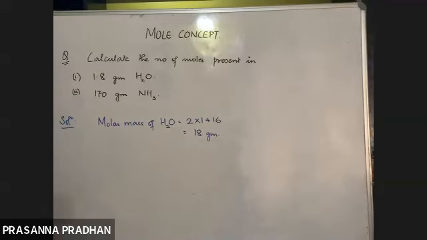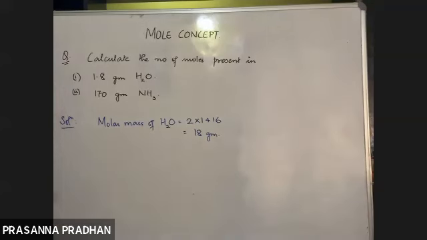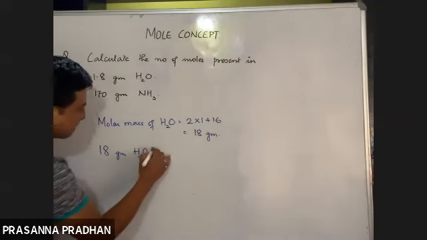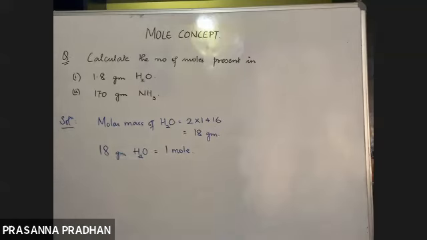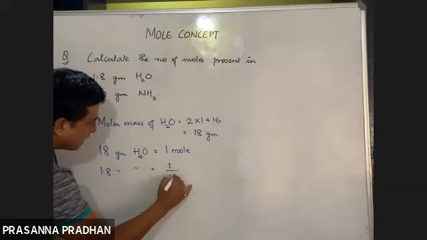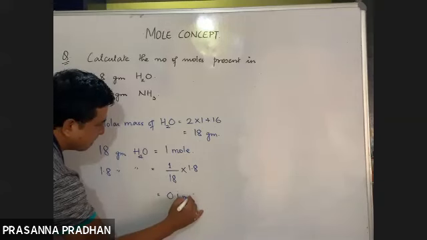According to the concept of mole, 1 mole of water is equal to its molar mass. So I can write it down: 18 gram of water is equal to 1 mole. The molecular mass means it is equal to 1 mole. Therefore, you are supposed to calculate the number of moles in 1.8 gram. By the unitary method, 1.8 gram of water will be equal to 1 divided by 18 into 1.8. So what is the answer? Our answer is 0.1 mole.